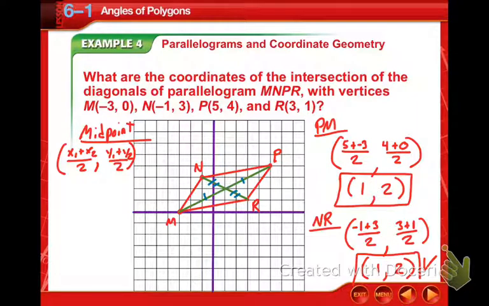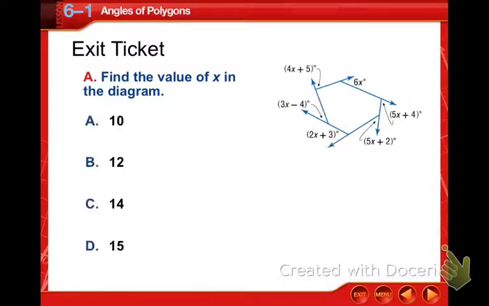So with that said, here is your exit ticket. Alright, find x, and we'll see you next time.